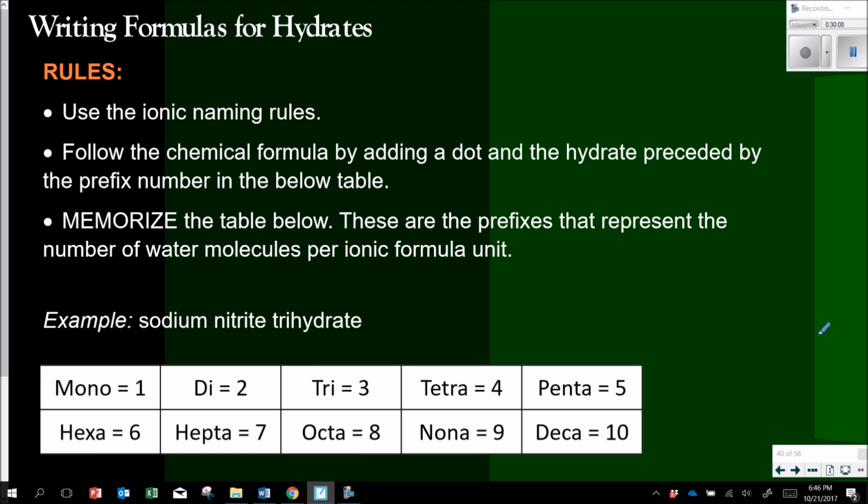If we have sodium nitrite trihydrate, we first do the formula for sodium nitrite. Sodium is Na with a charge of +1. Nitrite is NO2 with a charge of -1. So the two charges balance, and that gives me NaNO2. Now I have trihydrate. Tri is 3 water molecules attached. So I put my dot, and then I put 3 H2O.